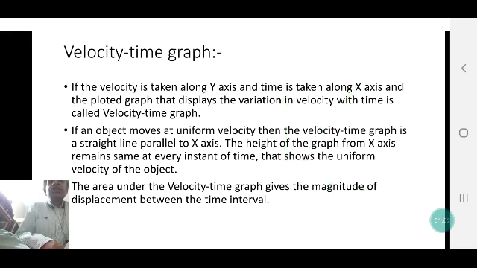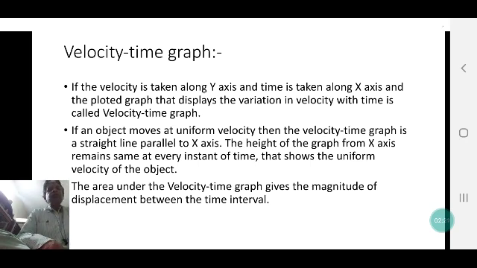Now, the second point is that if the object moves at uniform velocity, then the velocity time graph is a straight line parallel to the x-axis. This will be discussed in the graph. The height of the graph from the x-axis remains the same at every instant of time. That shows the uniform velocity of the object.